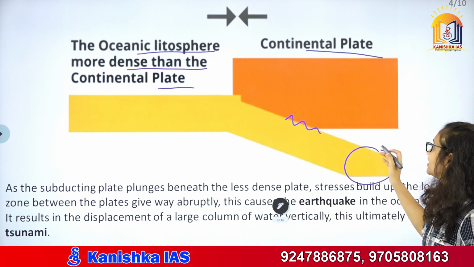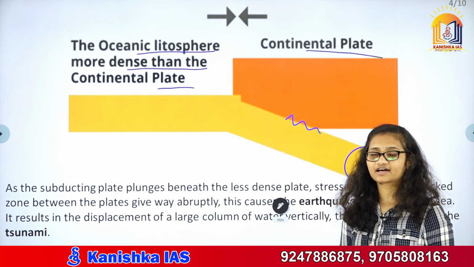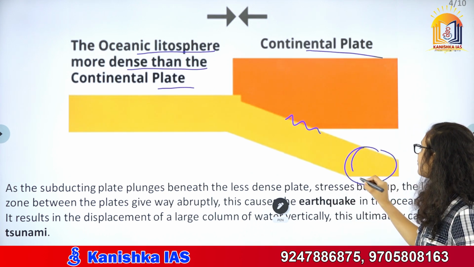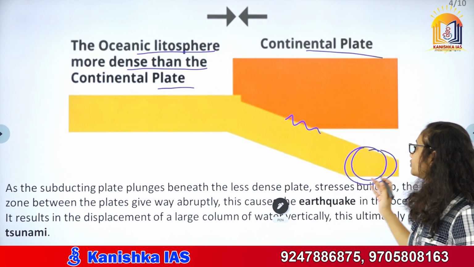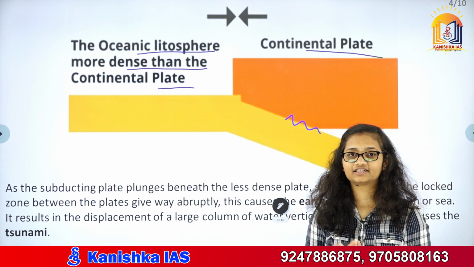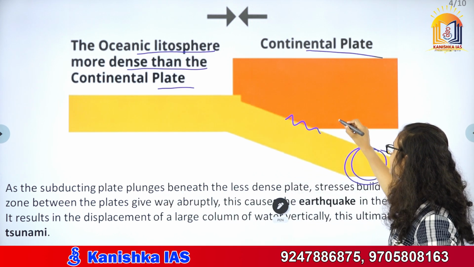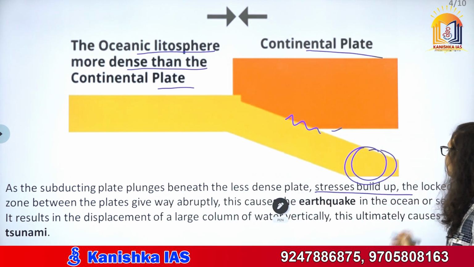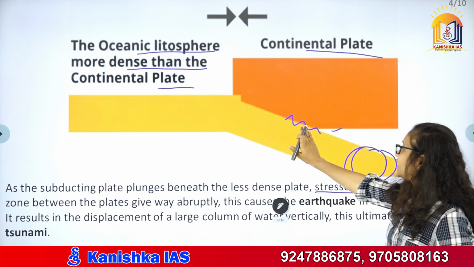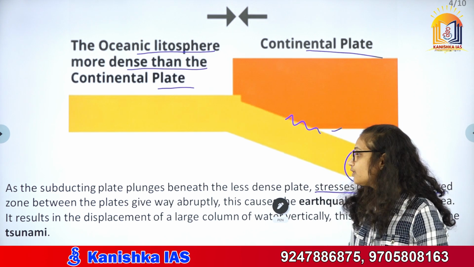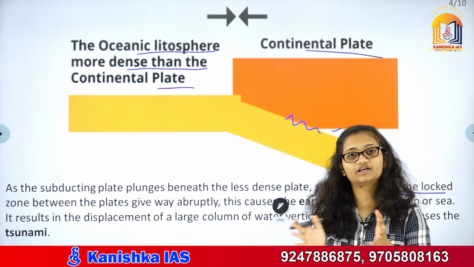As it is subducting beneath the continental plate, there is some friction, and because of this there is a melting of some of the rock particles. Due to this melting of the rock, we call these destructive boundaries. As the subducting plate plunges beneath the less dense plate, stresses build up. So there is stress between these plates and some locked zones also. When the friction and the locked zones are there, they give way abruptly.